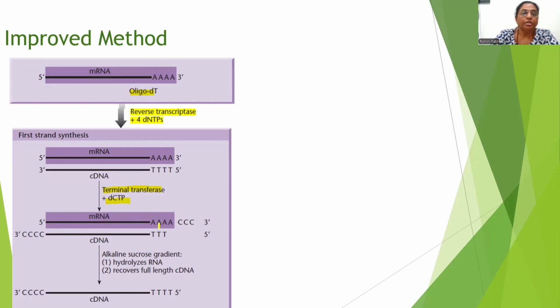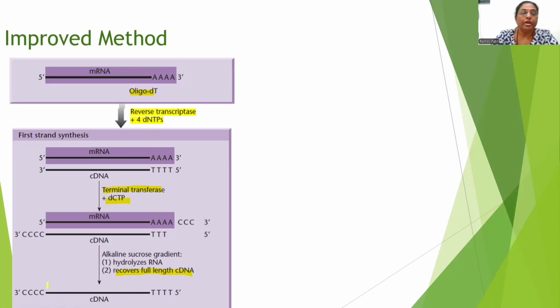Now the mRNA is hydrolyzed, and the full length cDNA is recovered. When you look at the structure of this cDNA, what you find is that at the 5' end there is a poly T, and at the 3' end there is a poly C tail. So both of the ends are now known to you.